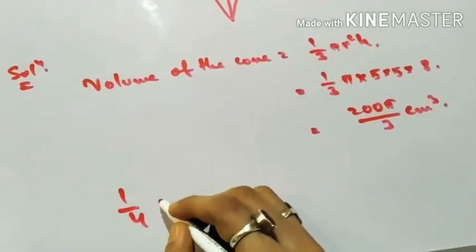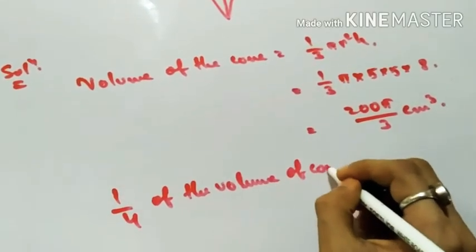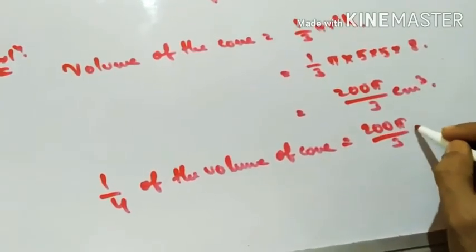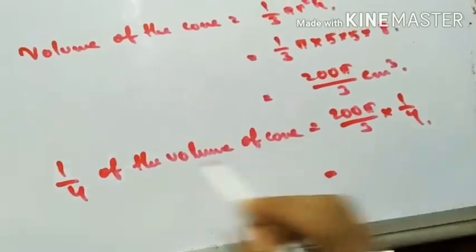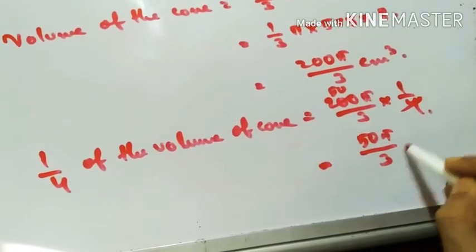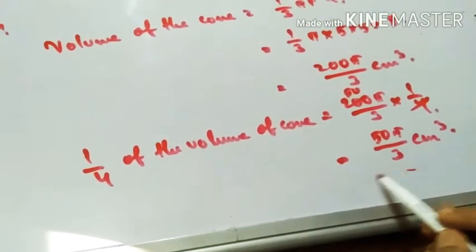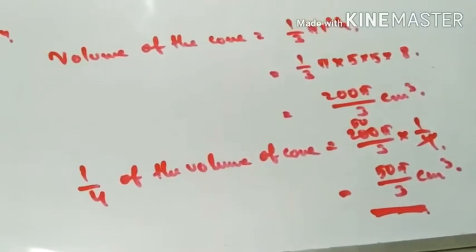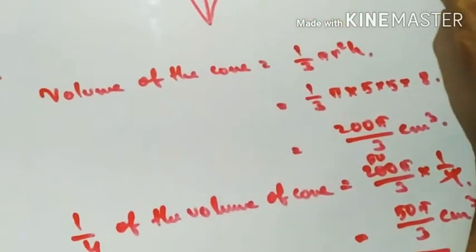1/4 of the volume of the cone will be 200 pi by 3 into 1/4, which gives 50 pi by 3 centimeter cube. So 1/4 of the volume of the cone is this much. I got 50 pi by 3.